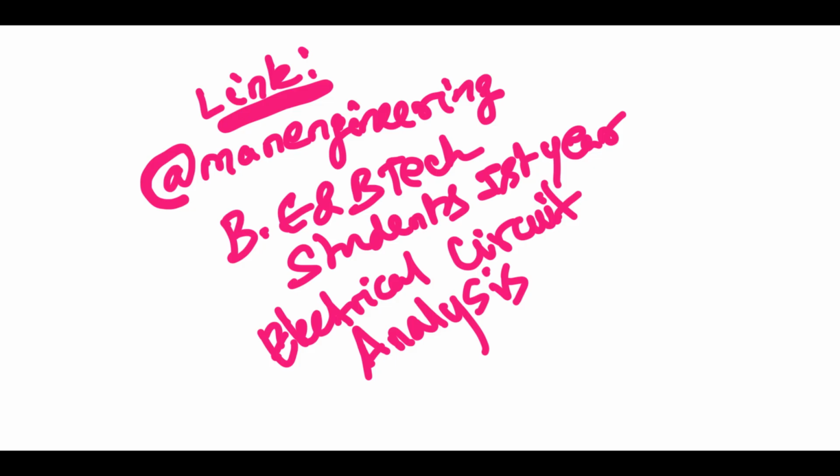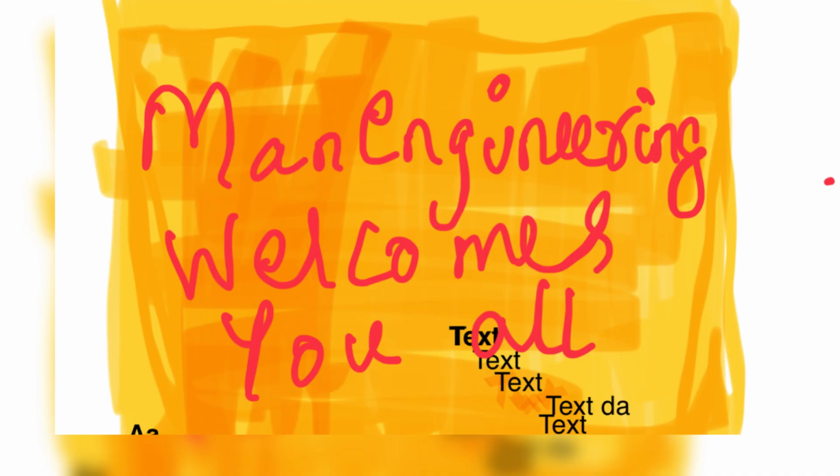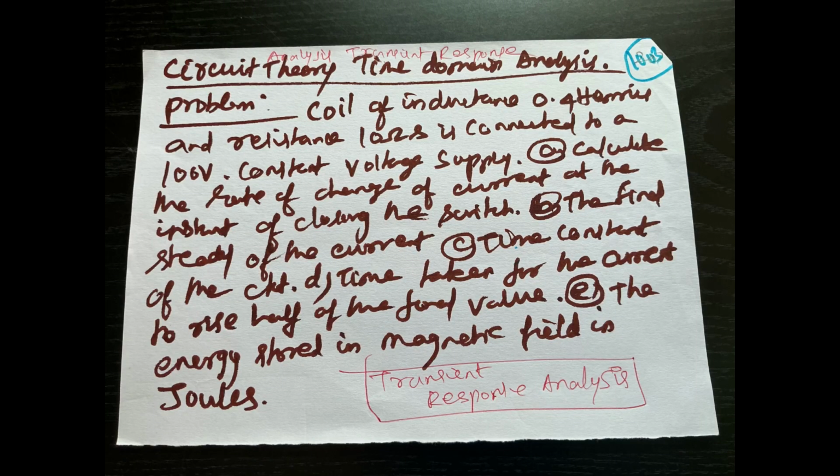Circuit problem. In this class, class number 92, we have already covered transient response in classes 86 to 92. Kindly see the statement of the transient response problem, circuit theory, transient response analysis.